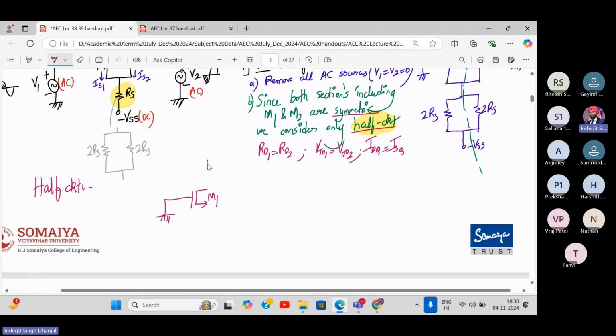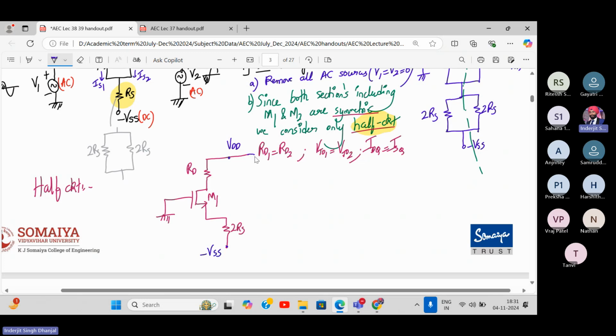Because ultimately it's going to be, this is RD, this is supply, right? And here we have 2 RS. Yes or no? Now basically this is going to be plus VDD. Yes or no? And this is going to be minus VSS.